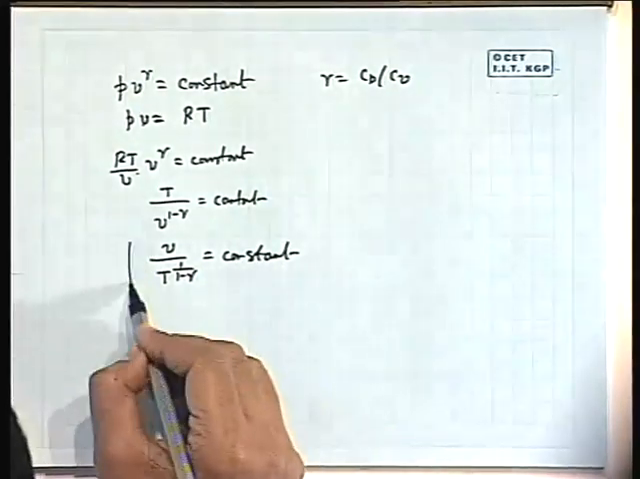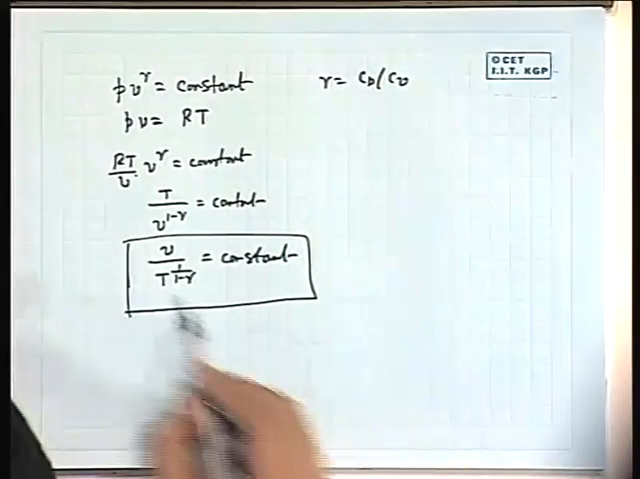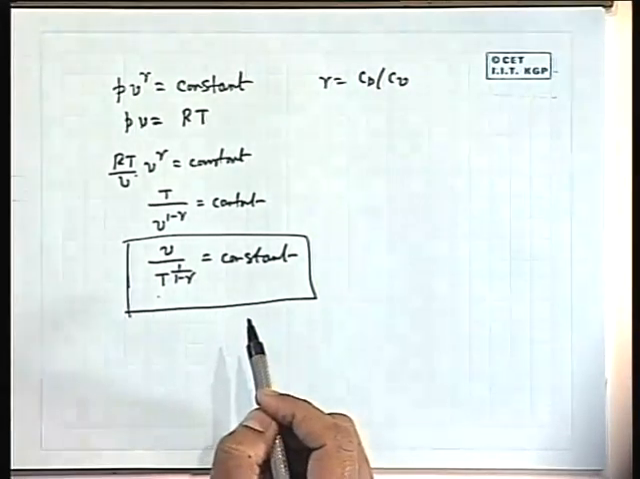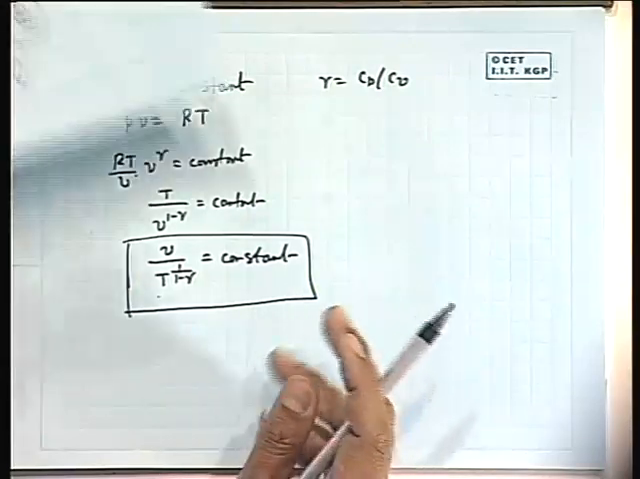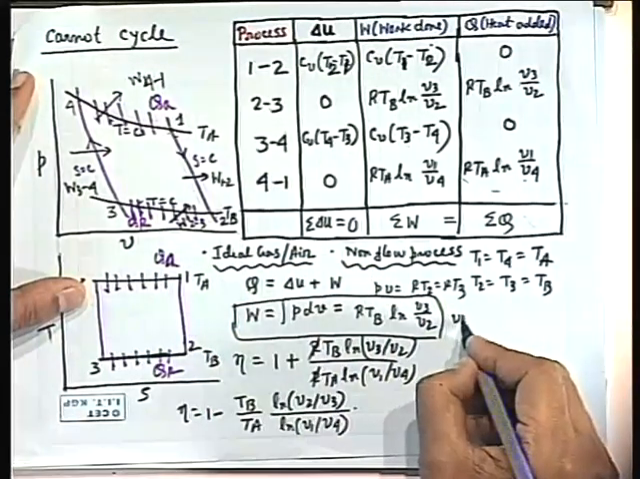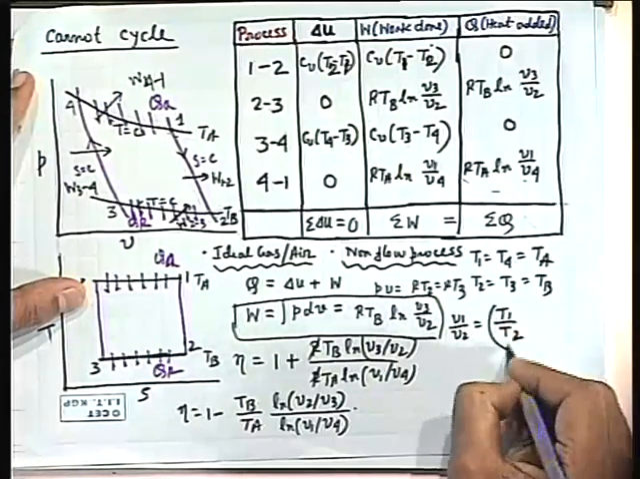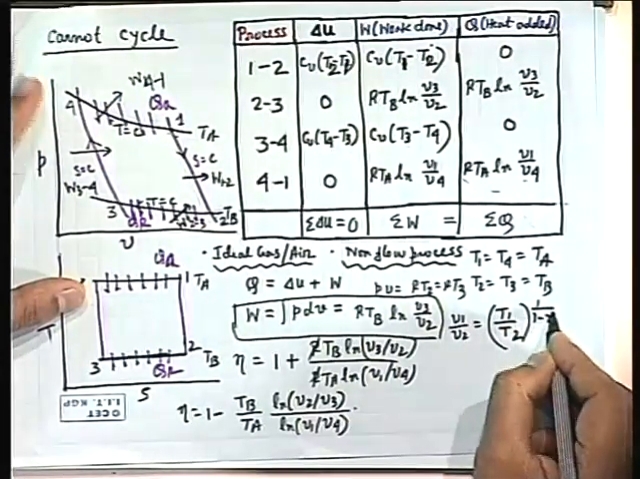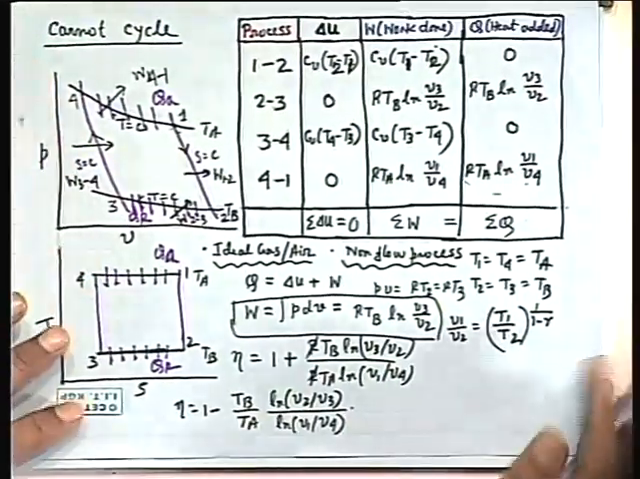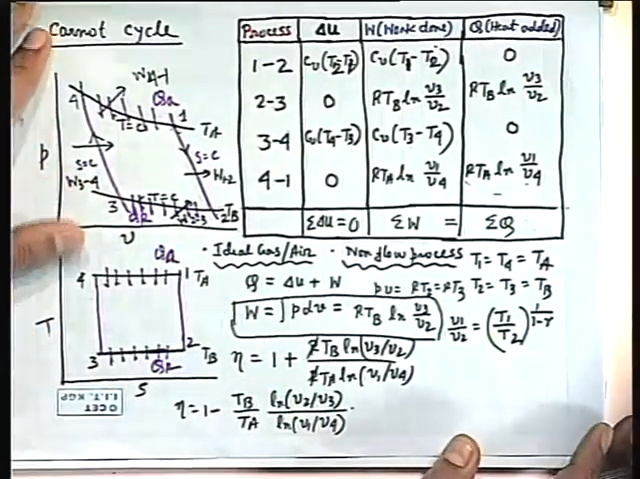Anyway, we can write V by T to the power 1 by 1 minus gamma is constant. If I use this relation, it will be easier for me, because here I want to relate these V's. That means I can write V1 by V2 is T1 by T2 to the power 1 by 1 minus gamma. V is directly proportional to T to the power 1 by 1 minus gamma. You will have to work this out. You do not have to keep this in memory.